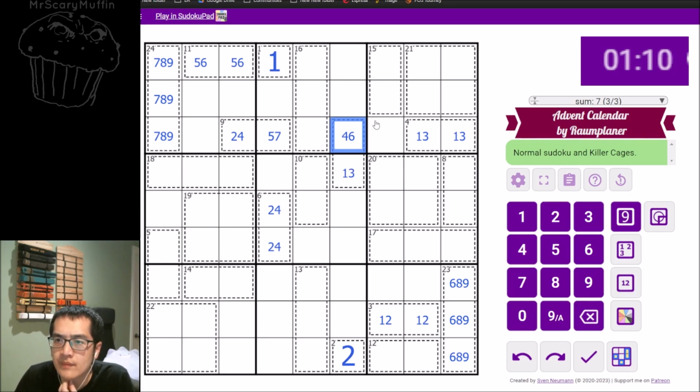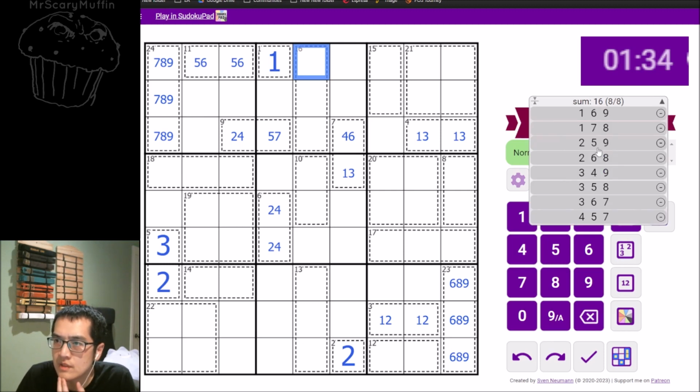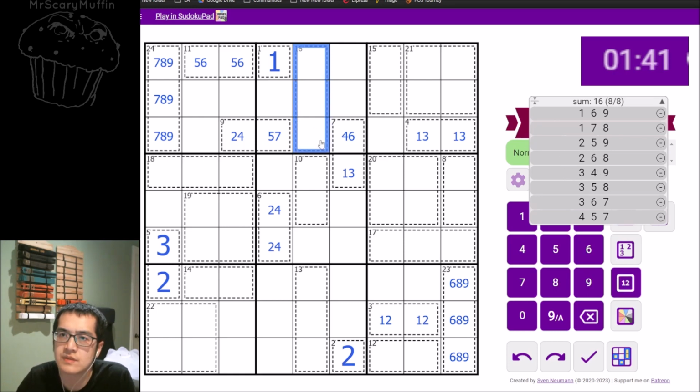Okay. 2 has got to be here. Helpful. This 18 cage has a lot of things going on potentially, so let's look at that for a bit. Let's see. 2 seems promising. Yes. Okay, 2's in here. Must use a 2, so it's got to be a 2, 5, 9 or a 2, 6, 8. We know there's got to be a 2 in here.